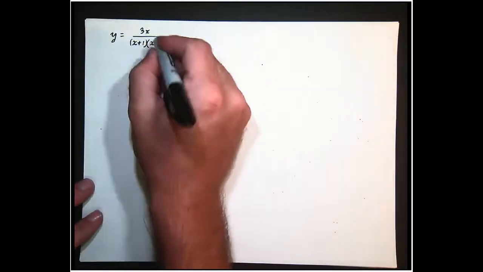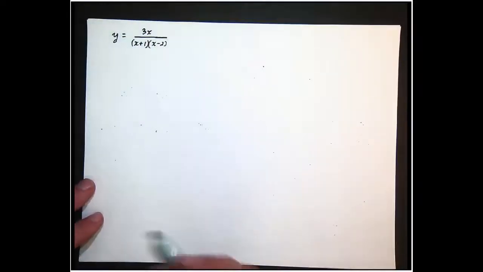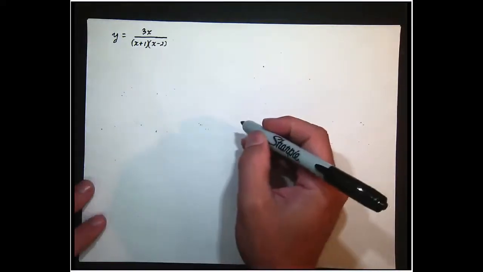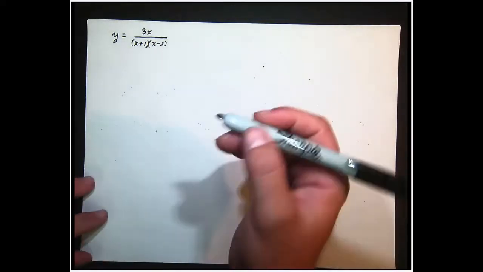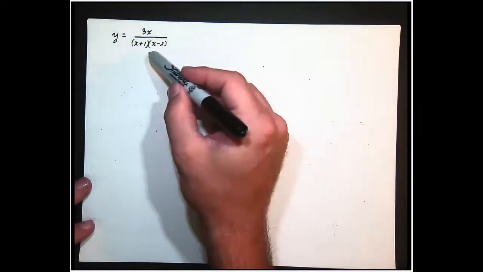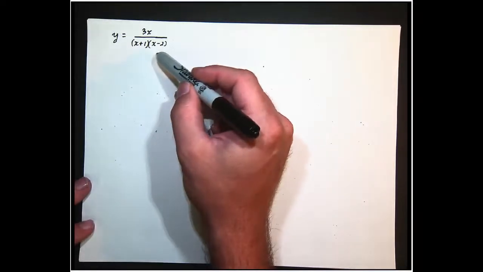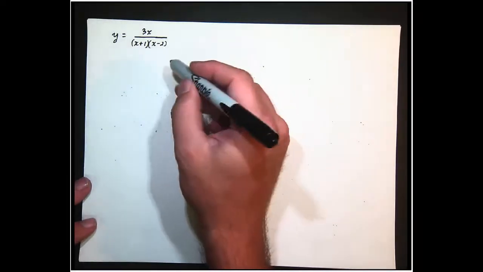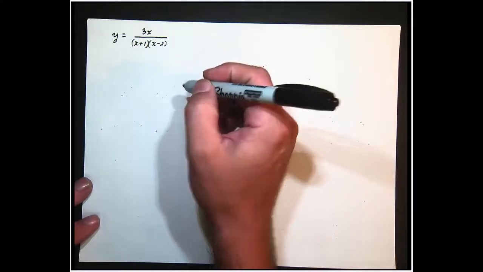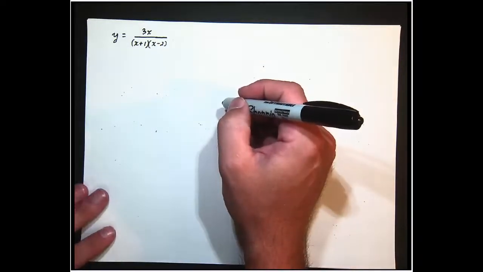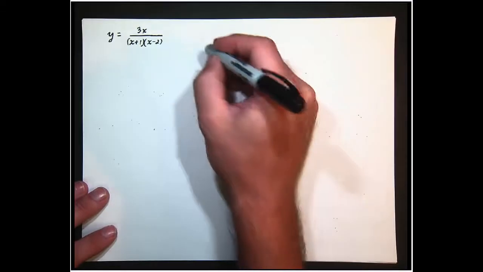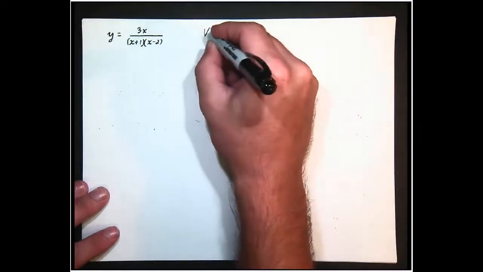What's nice about this problem is the denominator is already in factored form. If it wasn't, if it was x squared minus x minus 2, we would probably want to factor it as soon as we began the problem. So we're going to graph this. We're going to begin by finding the vertical asymptotes.